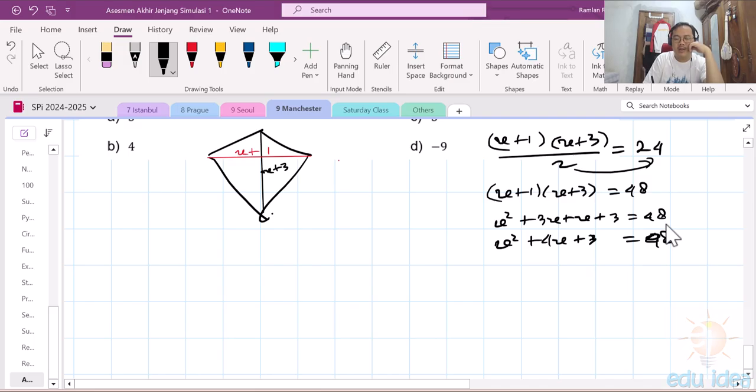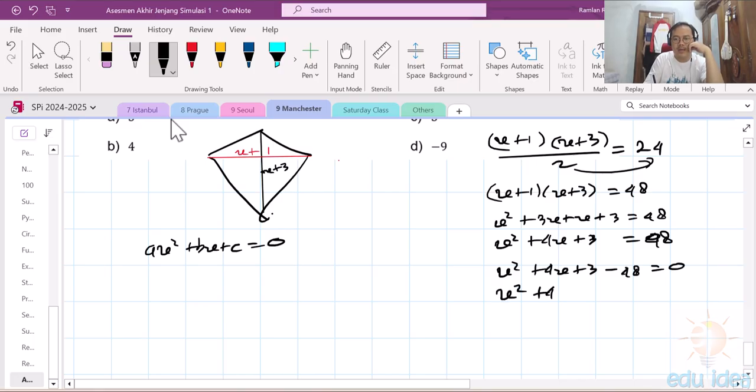Now, I'm going to subtract both sides by 48 so that this is gone, so it'll be equals to 0. Remember that you need to solve it using the form ax squared plus bx plus c equals 0. You can actually use a different method, but for now, just use this one. So if I do that, you'll get x squared plus 4x plus 3 minus 48 equals 0. Now, I can write it down again. This one here will be negative 45.